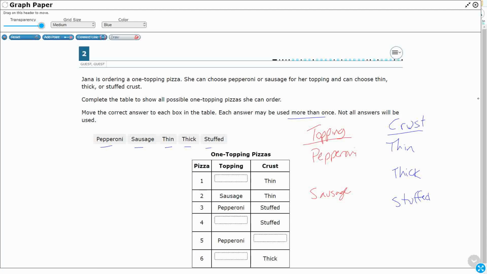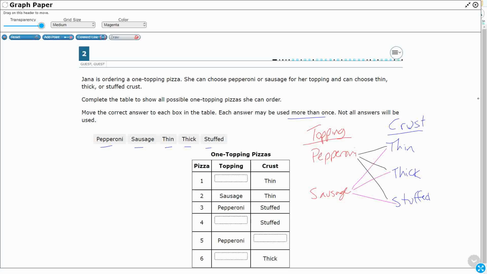All right, so how do we fill this out? Well, this is just your basic probabilities here, and putting these options together. So pepperoni can have thin, pepperoni can have thick, pepperoni can have stuffed. And then sausage can have thin, sausage can have thick, sausage can have stuffed. So we need to figure out what's missing here.